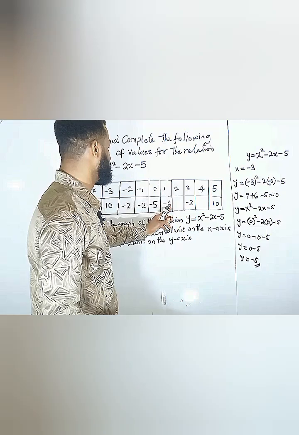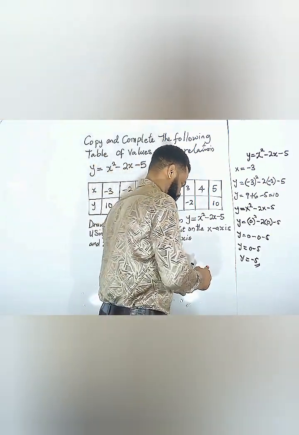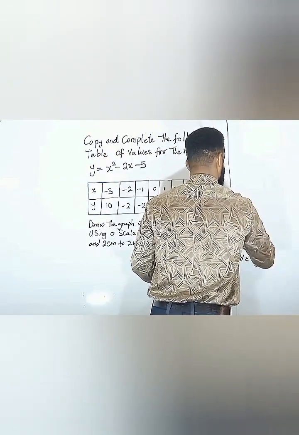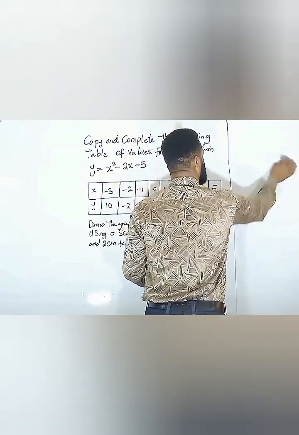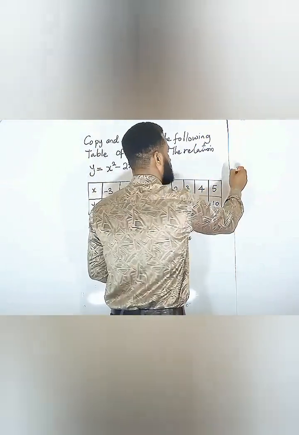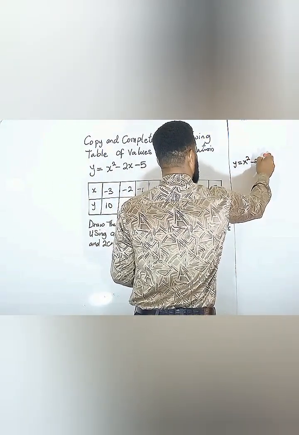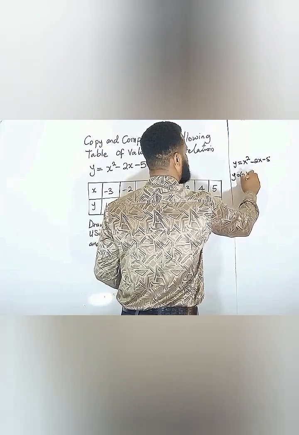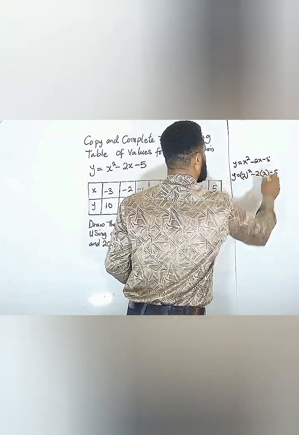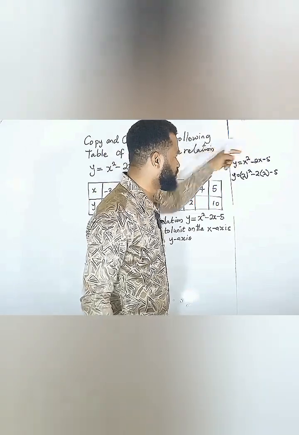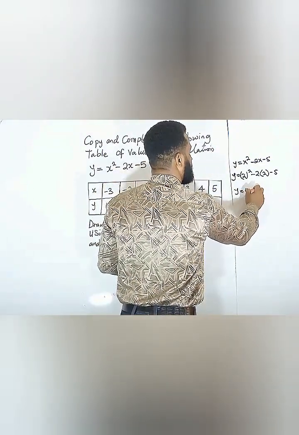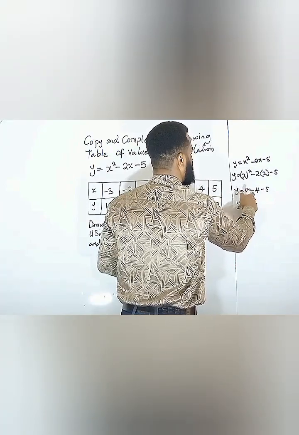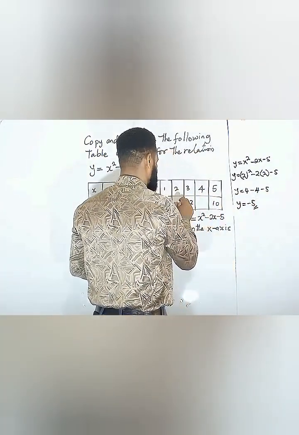And the next thing is y. When x is 2, what will be y? All right, let's check this. So we still continue with this x squared minus 2x minus 5. Y is equal to, when x is 2, we have 2 all raised to power 2 minus 2 bracket 2 minus 5. When x is 2, 2 times 2 is 4. So y is equal to 4 minus 2 times 2 is minus 4, minus 5. Y is equal to 4 minus 4 is 0, remaining minus 5. So this is minus 5.